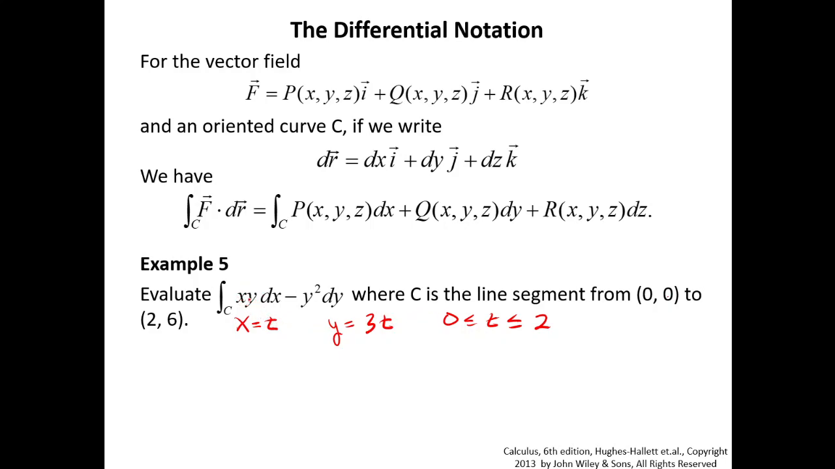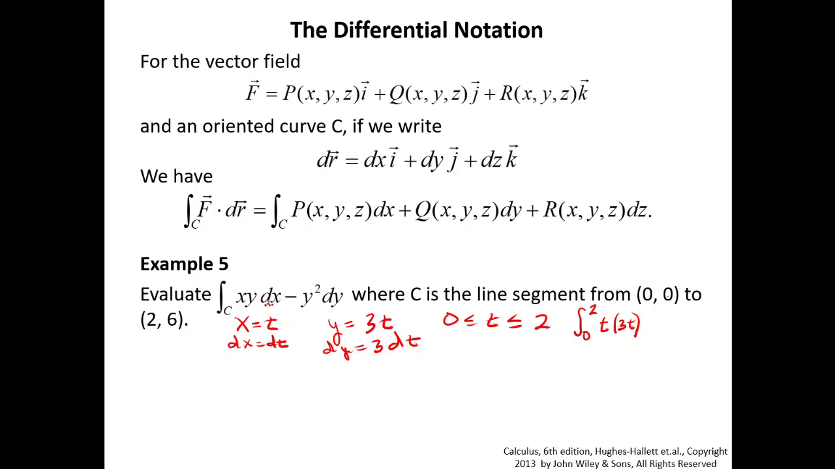We plug in our parameterization, so we get x is t, y is 3t. So we're going to go from 0 to 2, t times 3t dt. Notice, we got dx equals dt, so that's okay. But when we get to y, dy is equal to 3 dt, so we need to make that substitution.